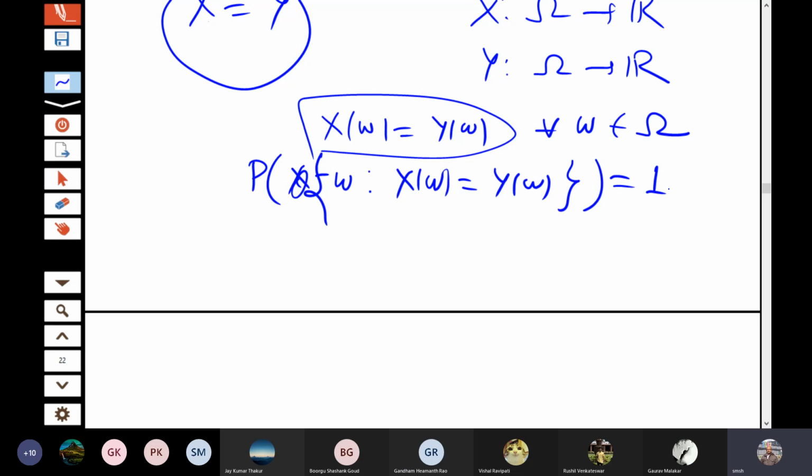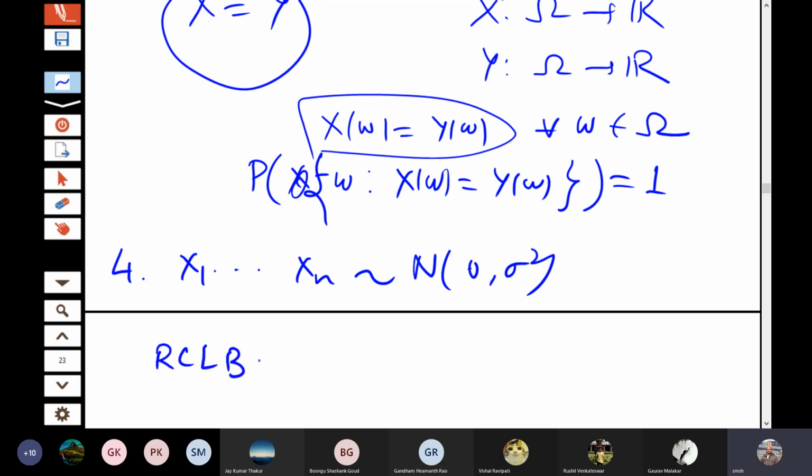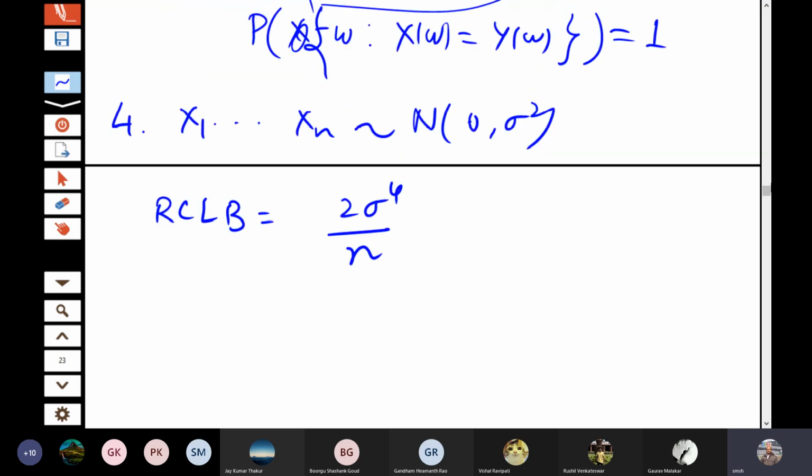Okay, let us look at the second problem, for the estimation of the variance. Have you obtained the lower bound? 2 sigma to the power 4 by n. So if I am considering x1, x2, ..., xn following normal(0, sigma square), then RCLB is equal to 2 sigma to the power 4 by n. So what is the UMVUE? Can you obtain it from here?